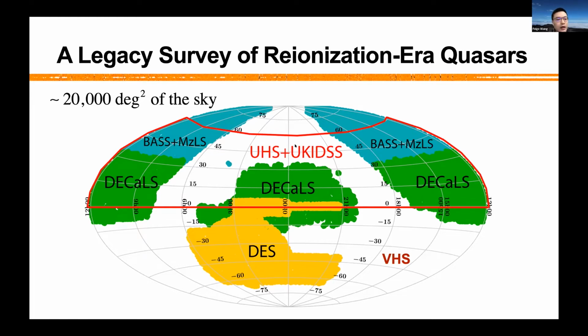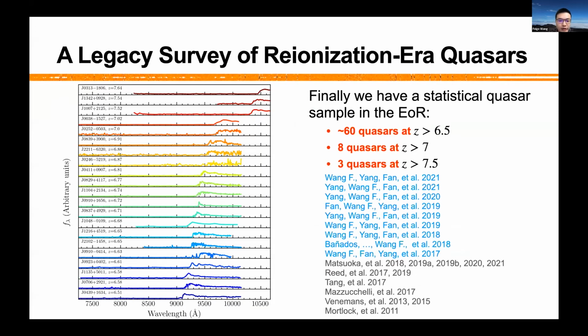Again, I will not talk about the details of how to find those quasars, but I will show you the progress that has been made in the past several years. In the left panel, the plot shows the spectra of some examples of those luminous quasars, up to the highest redshift at 7.6. In summary, to date, about 6 quasars have been found at redshift beyond 6.5, and there are 8 quasars at redshift beyond 7, including 3 quasars at redshift beyond 7.5.